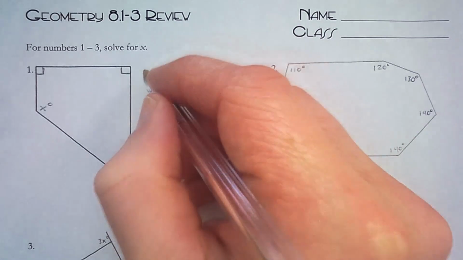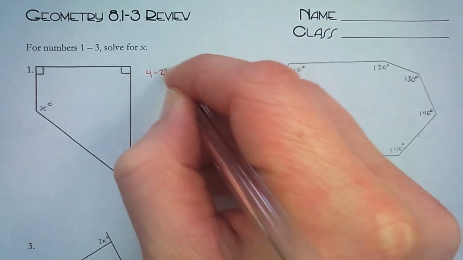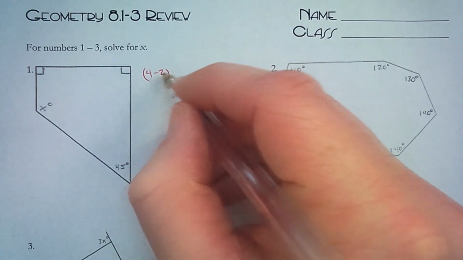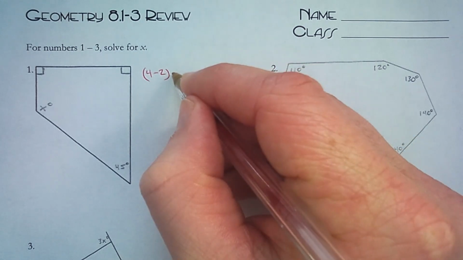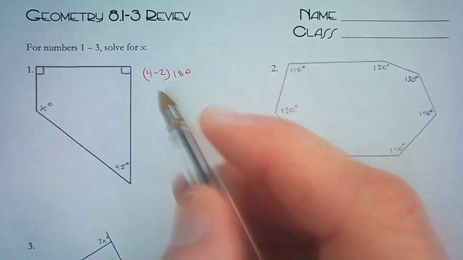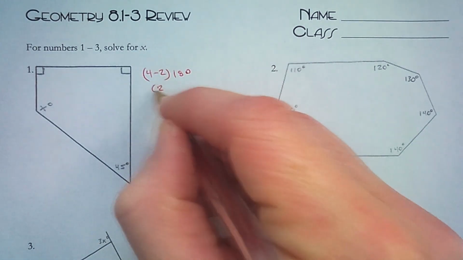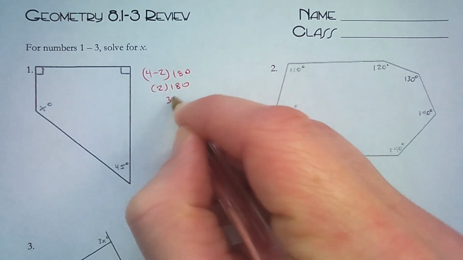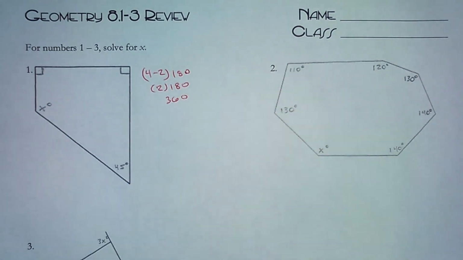Well, it's got four sides, so we can do 4 minus 2, which tells us the number of triangles we could make out of it, times 180. So that's 2 times 180, which is 360. So we know it's going to have a total of 360 degrees.